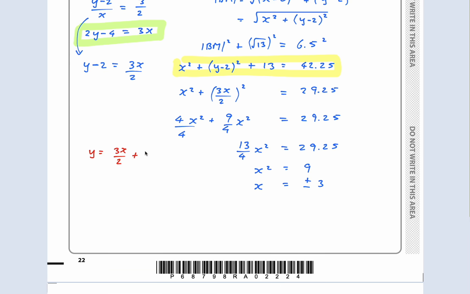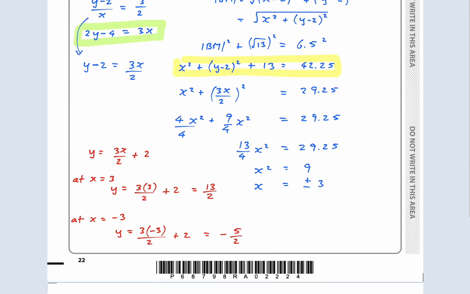So when x is plus 3, something's gone wrong with my pen, guys. At x equals 3, y is equal to 3 times 3 over 2 plus 2, which is 9 over 2 plus 4 over 2, which is 13 over 2. You can do that on your calculator, or 6.5. And at x equals -3, y is equal to 3 times -3 over 2 plus 2, which is -9 over 2 plus 4 over 2, which is -5 over 2.